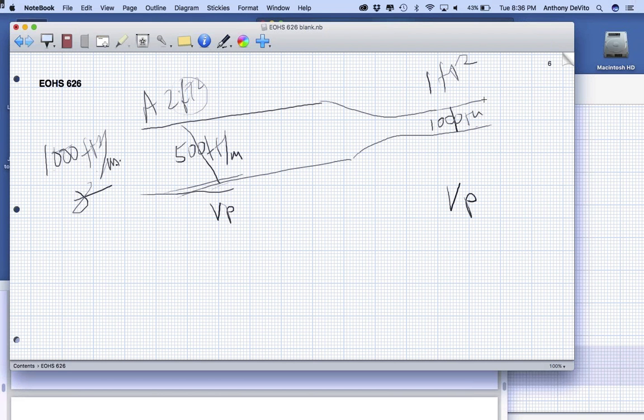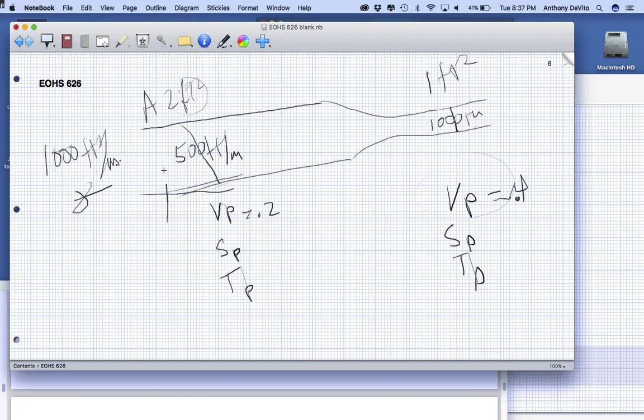Right? So we can calculate what our velocity pressures are going to be here. I'm going to make up a number. Say the velocity pressure here is 0.2, and the velocity pressure here is 0.4 inches of water. We know it's going to be higher here, right? Because the air is moving faster. Okay, so how is this related to the static pressure and the total pressure?